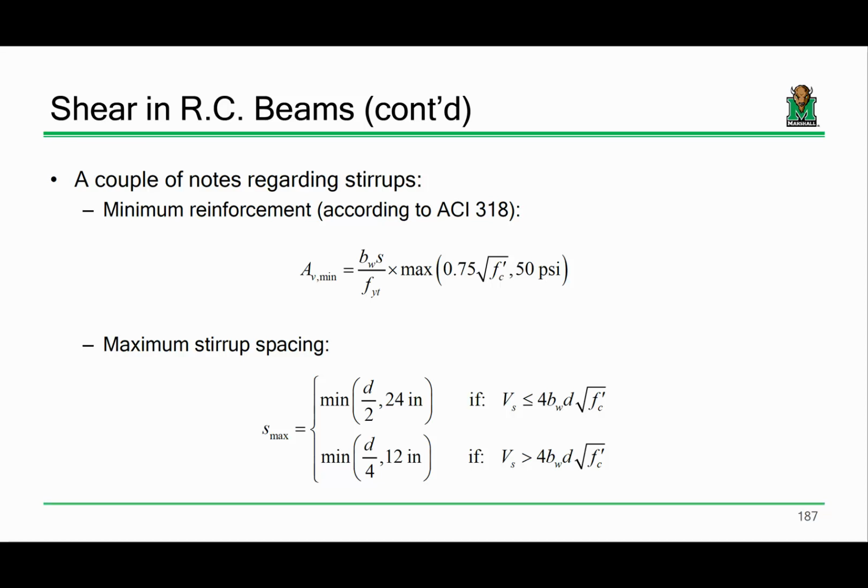Because typically you're using a set stirrup size from a design standpoint, and really it's the S value that you need to determine. That's basically what you're determining in shear design, your stirrup layout. But we'll get to that later.